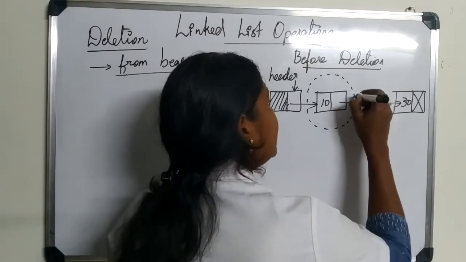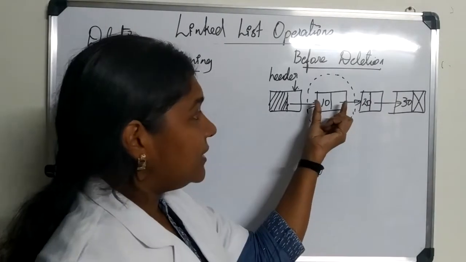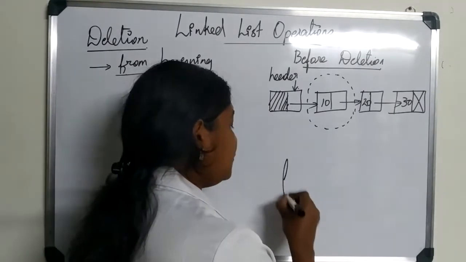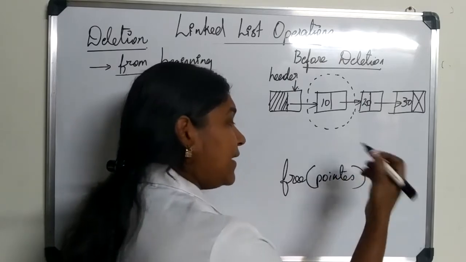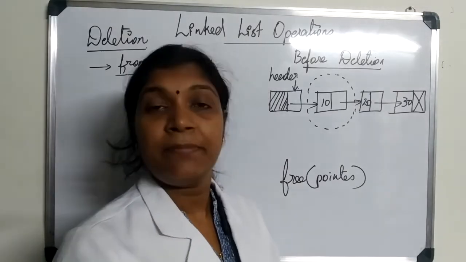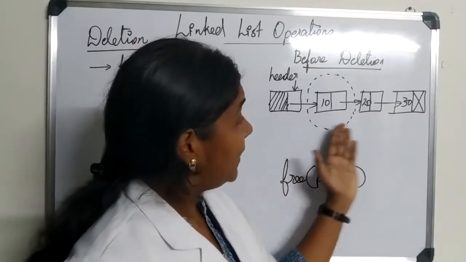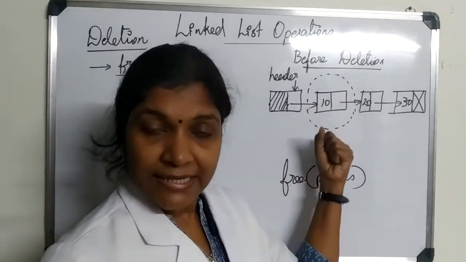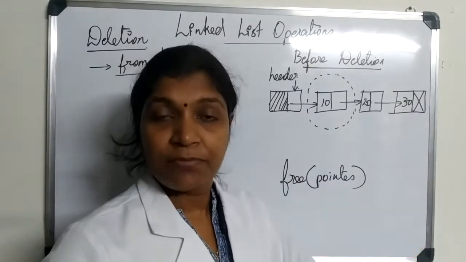Other than our insertion procedure, here what we are supposed to do is, after deleting this node, free up the memory, and we have a function for that: free of pointer. As we allocate memory dynamically, only when the memory is required, similarly whenever an allocated memory space is no longer required in the program, we can delete that memory and free it up.